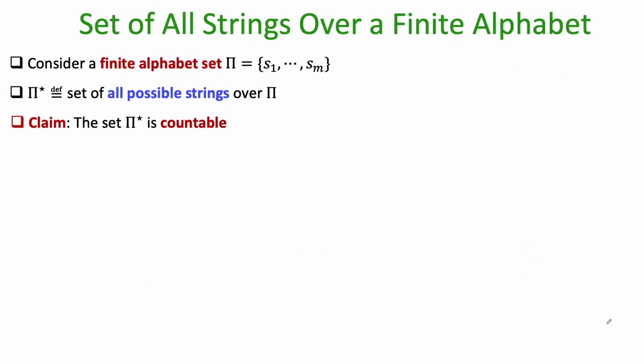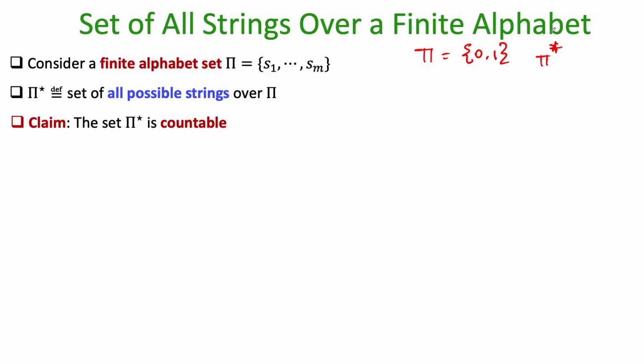Okay. Now what we are going to prove is that the set of all strings over a finite alphabet is also countable. Just a few slides back I took a binary alphabet which has only two symbols, 0 and 1, and I proved that the set Π*, which is the set of all possible strings of finite length which are binary, is countable.